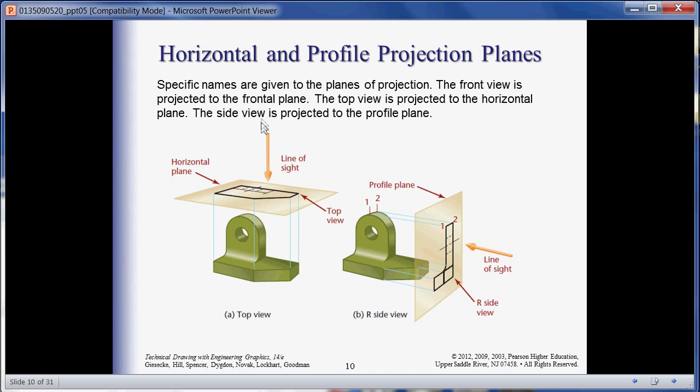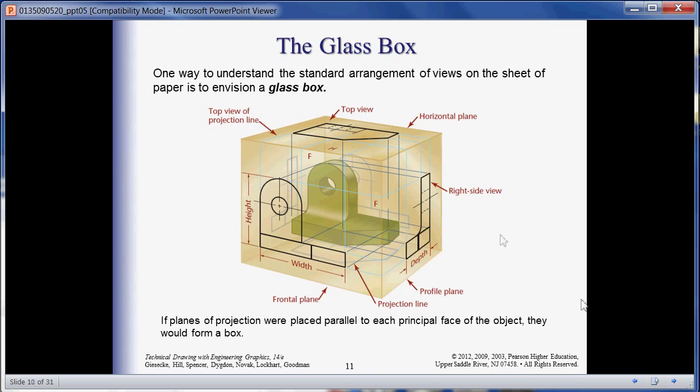Okay, now here's where we're having a little trouble. We do the same thing with the top plane, and we do the same thing with the right plane. We project the lines out, and that's what the part looks like on the side view and on the top. So here's the major important piece of information that you need. This is fundamental right here. That is the understanding of the glass box.